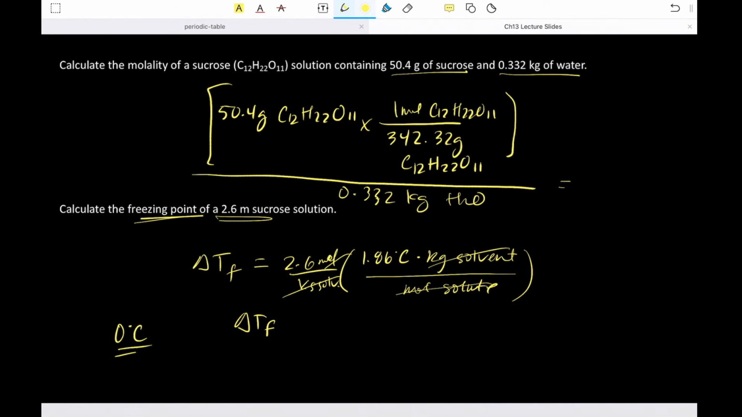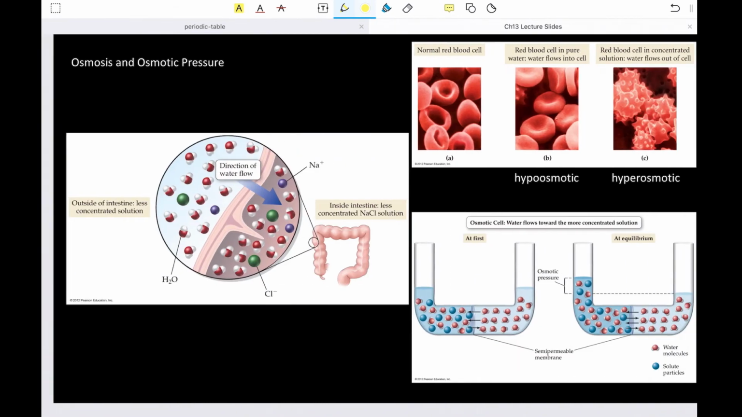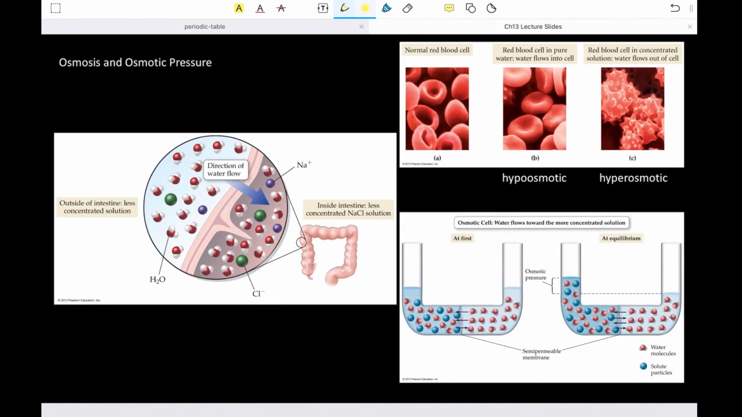All right, and then boiling point would work the same way, where we just use that equation. Now, osmotic pressure is a weird concept. The concept of there being a pressure that is applied is a little bit weird and hard to understand. But the concept of things being more concentrated or less concentrated, I think we should be able to understand that. And the movement of water.